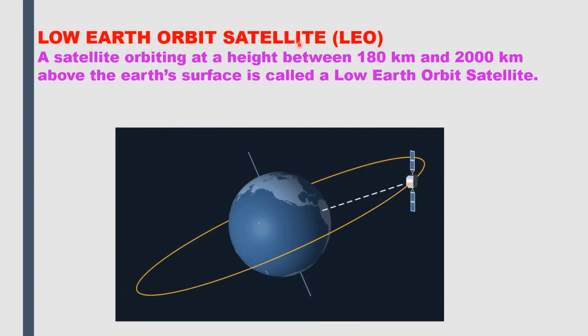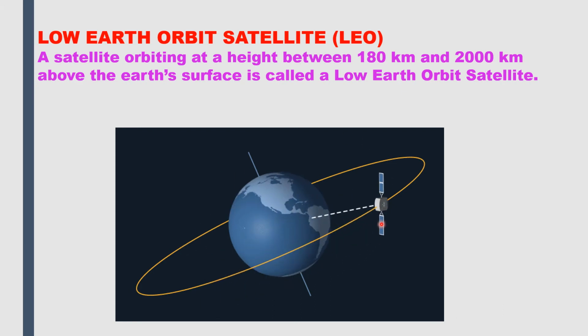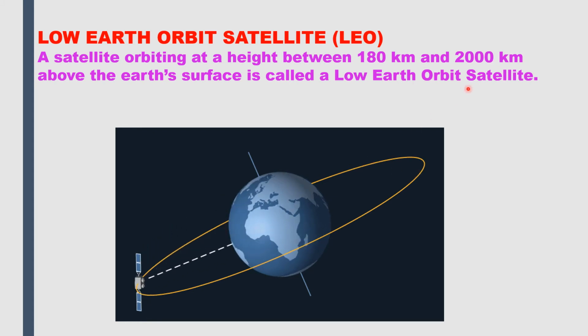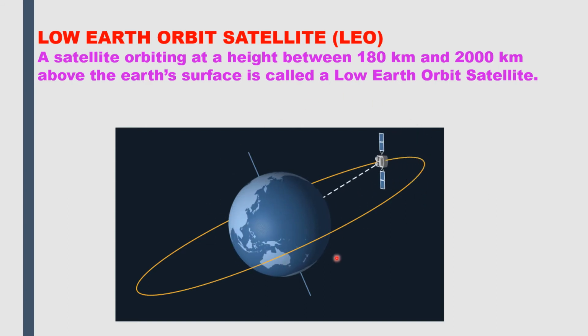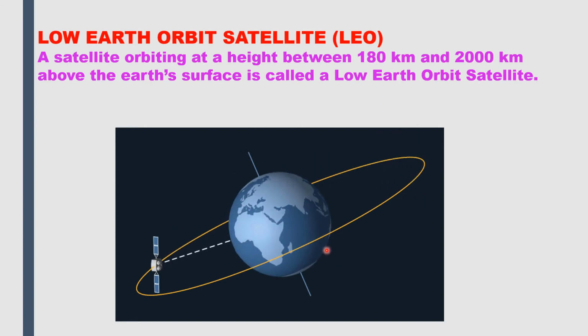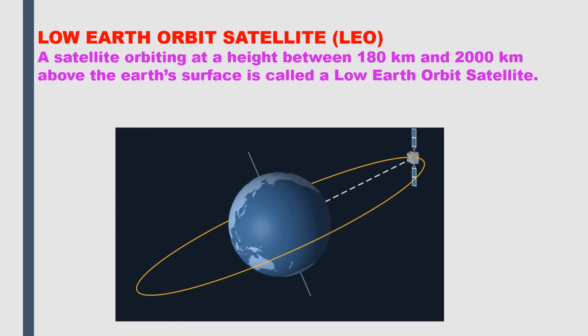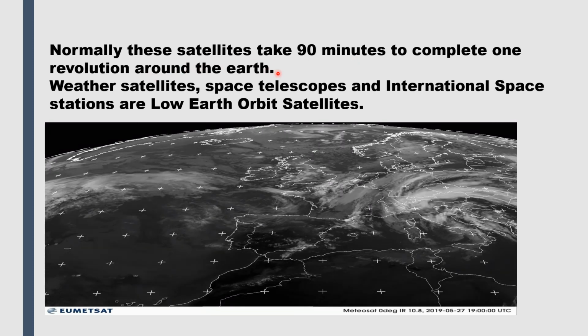Low Earth orbit satellite, that is LEO. A satellite orbiting at a height between 180 kilometers and 2000 kilometers above the Earth's surface is called a low Earth orbit satellite. These satellites orbit in a near circular orbit. The inclination of the satellite depends on what the satellite was launched to monitor. Normally, the low Earth orbit satellites take 90 minutes to complete one revolution around the Earth.